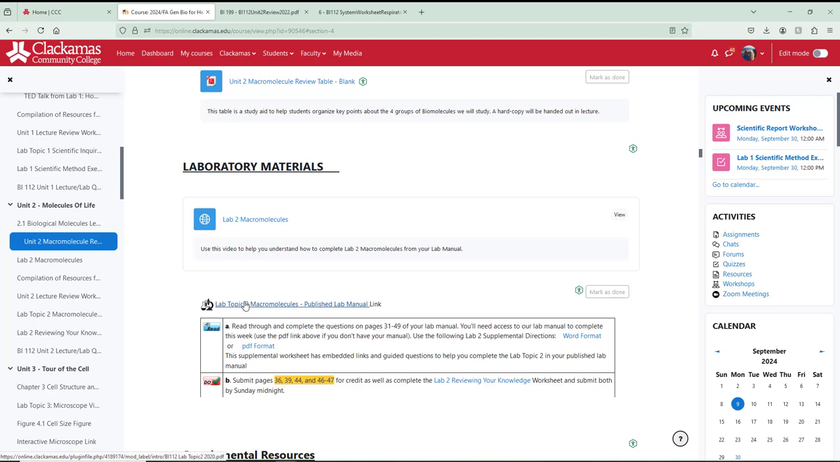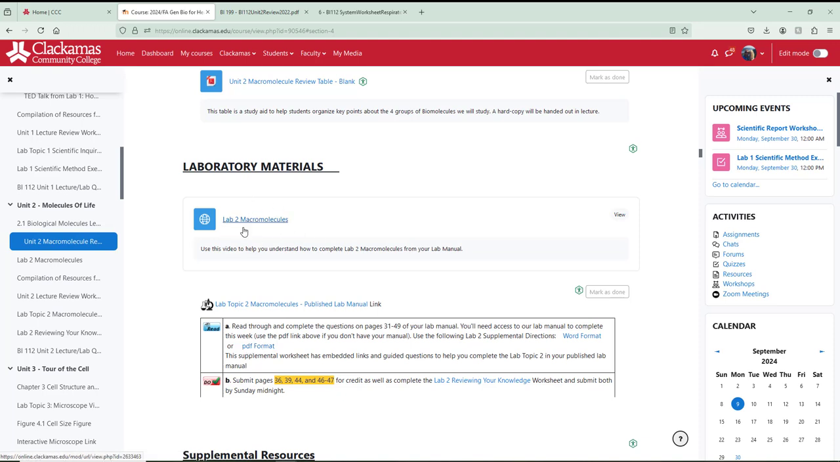Because this is an online class, you won't be able to do all of the activities that are published in the lab manual. So each week you will need to download a supplement. Get in the habit of having your lab manual with you and downloading the supplement. I give it to you in Word format and PDF format, so you can choose which format. Have both of them in front of you when you sit down to do your lab.